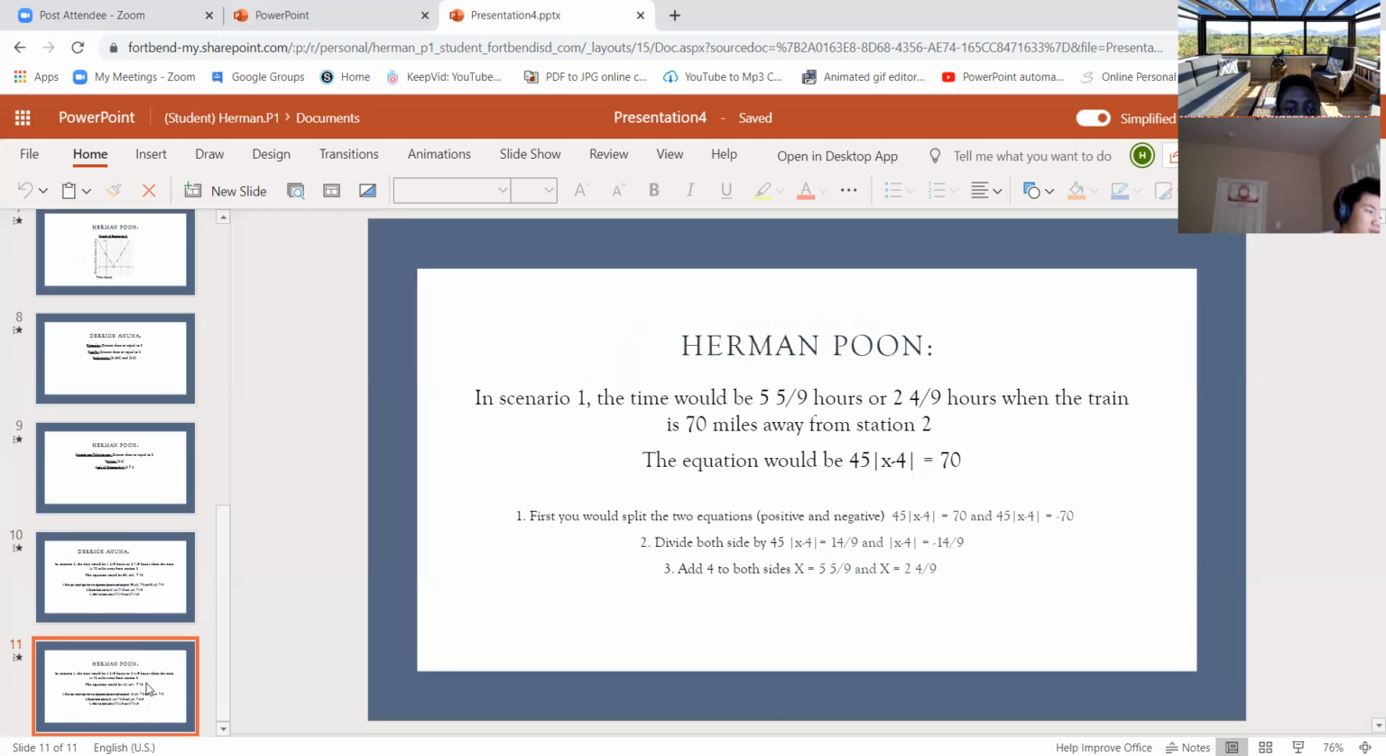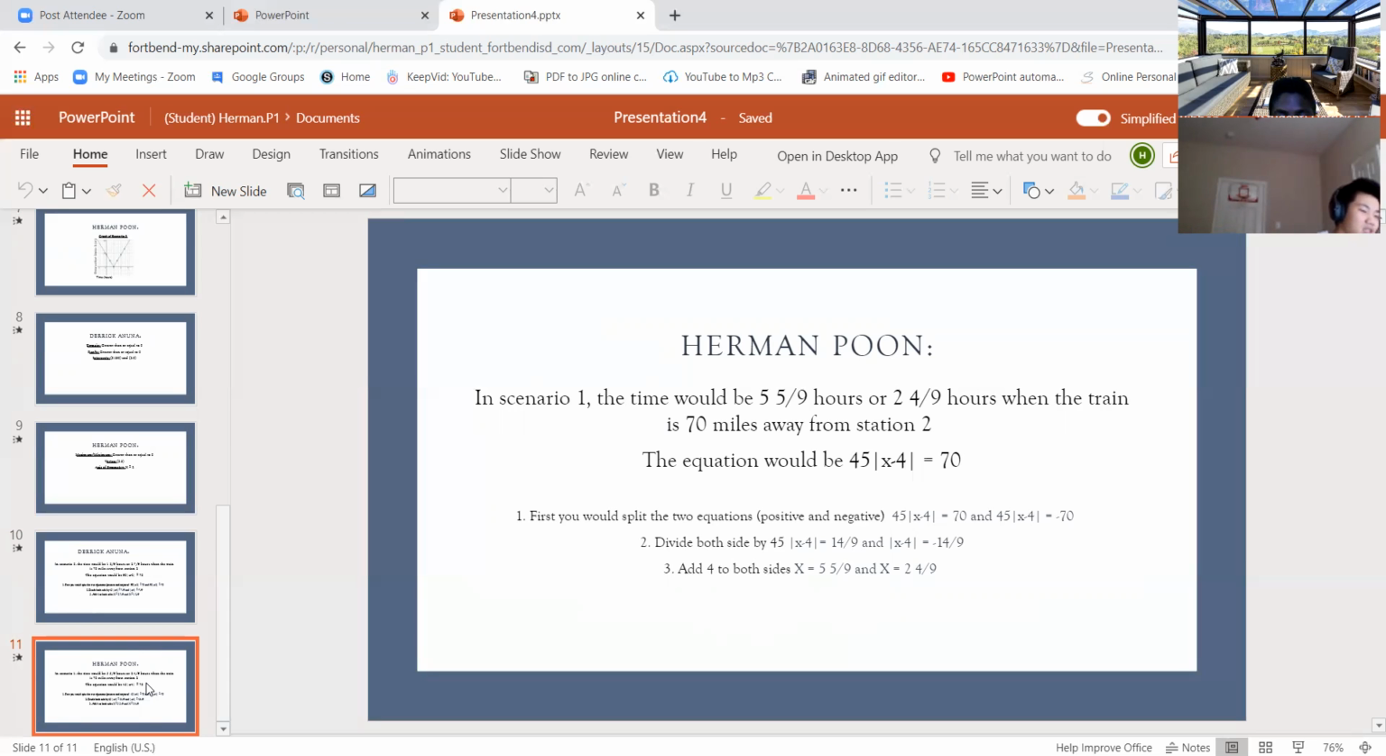In scenario 1, the time would be 5 and 5/9 hours, or 2 and 4/9 hours, when the train is 70 miles away from station 2. The equation would be 45 times the absolute value of x minus 4 equals 70. First, you will split into a positive and negative equation, which would be 45 times the absolute value of x minus 4 equals 70, and 45 times the absolute value of x minus 4 equals negative 70.